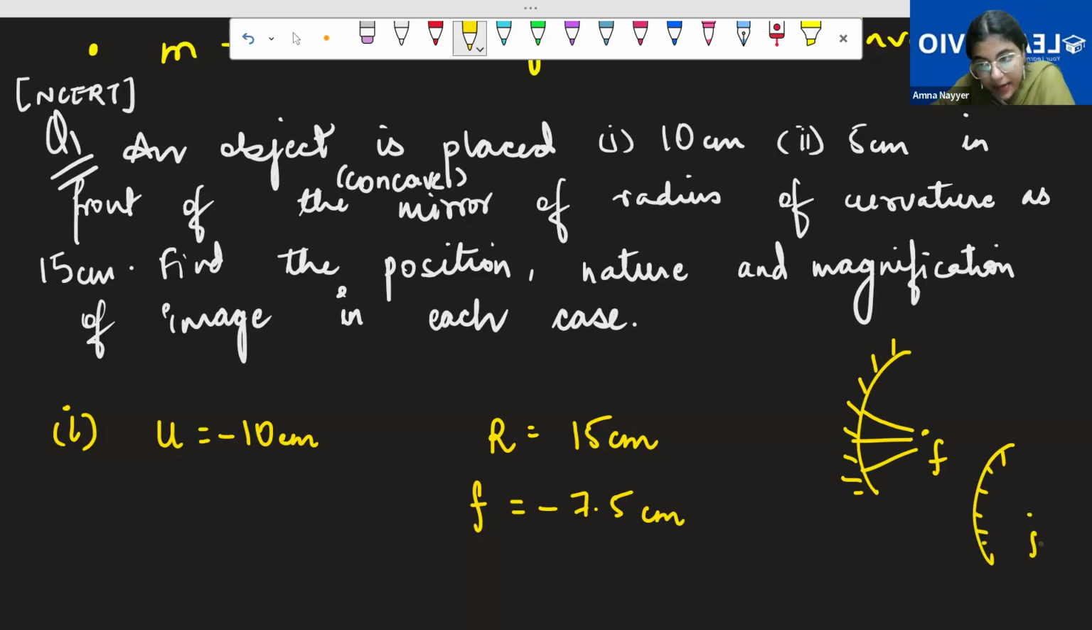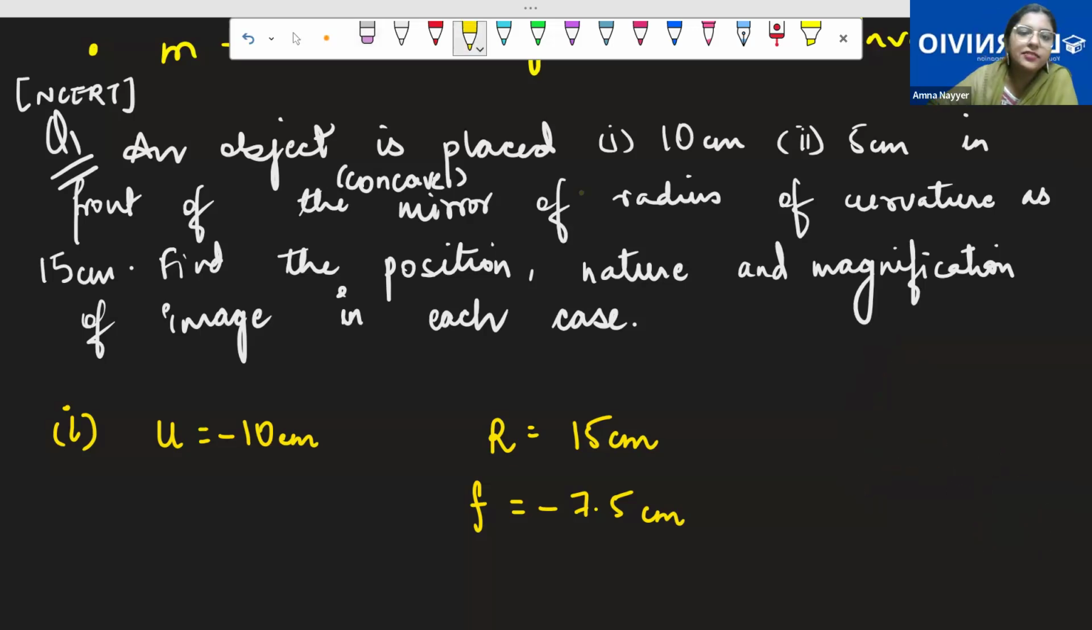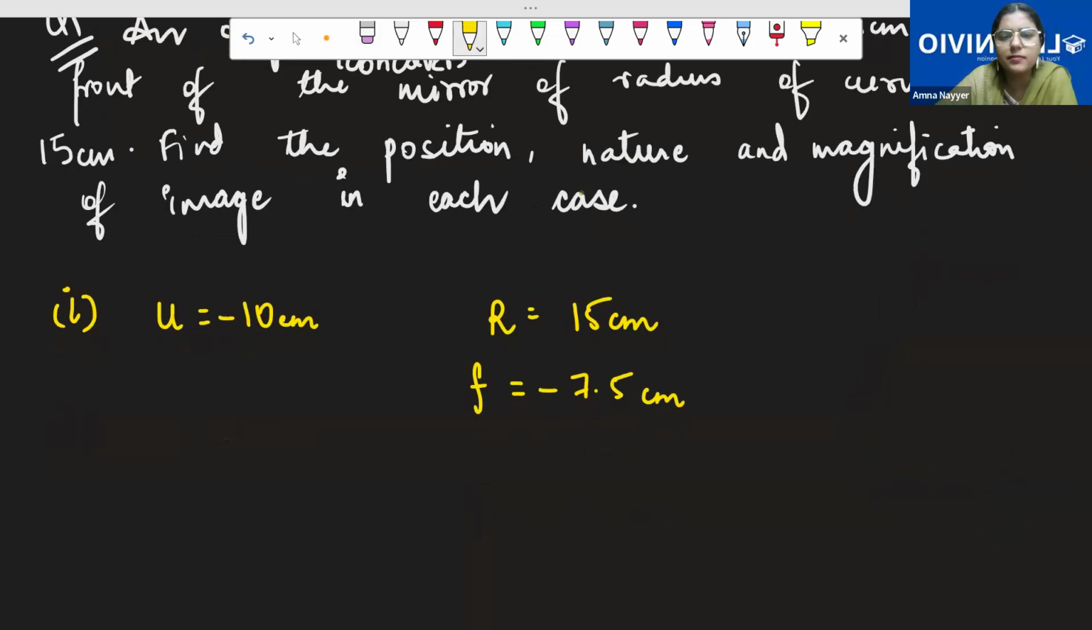Where your focus is present, that part is painted. That's why it acts behind the mirror, so remember that property. So yes, minus 7.5. Now this much data is enough.